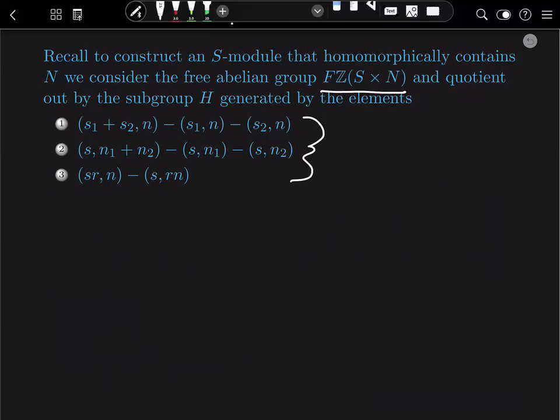In the previous video, we were coming at this from the angle of R-balanced maps. In this one, we're just trying to generate S module structure, and these are the module relations that we require for our new object to be an S module.